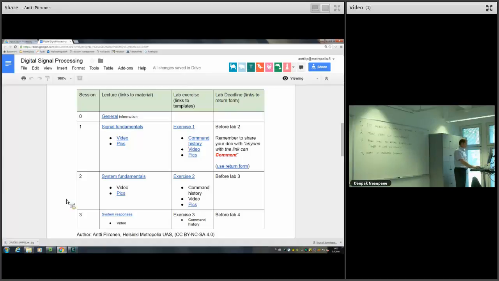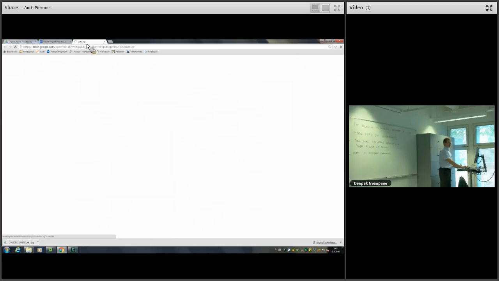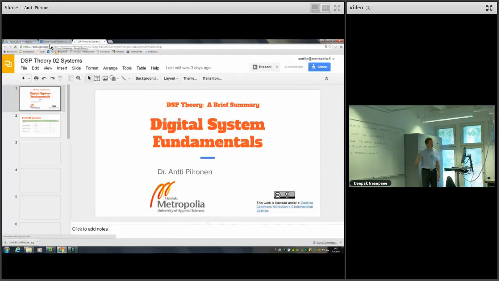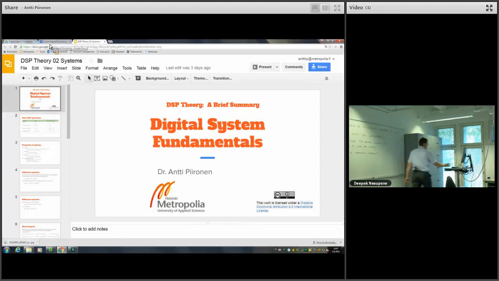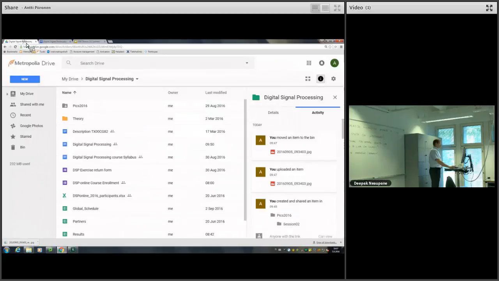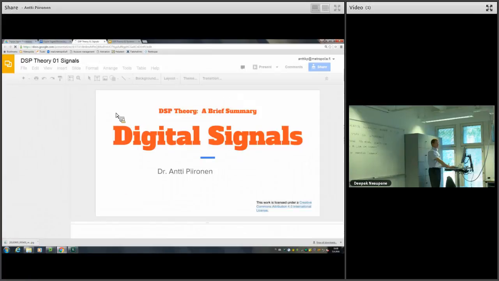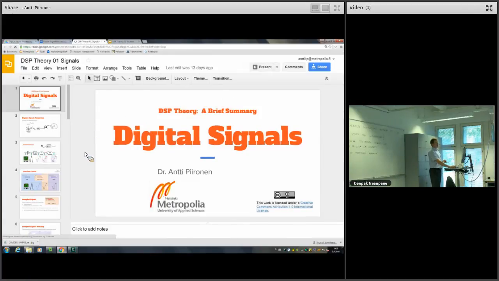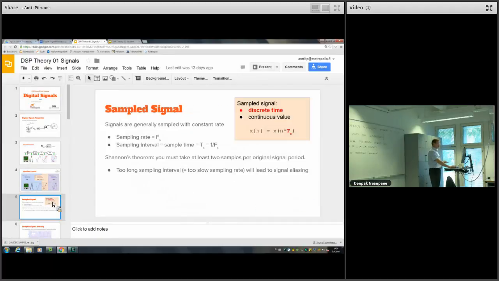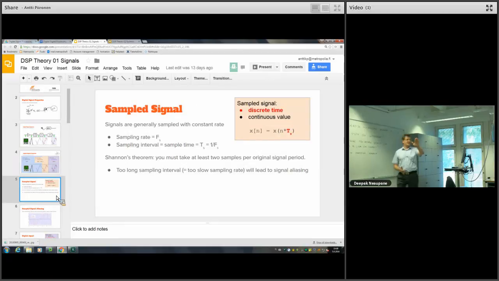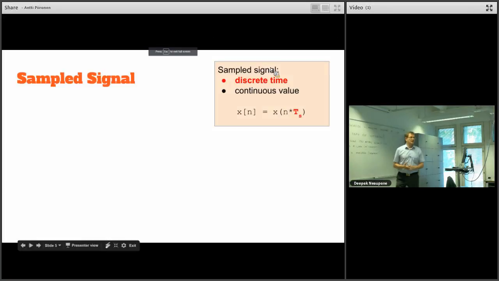Let's go further. Today's topic is signal fundamentals, but before going to that, I will show you the last time's stuff about signal fundamentals, and especially the sampling. How to do the sampling, and how you do the sampling in MATLAB. I'll take just one slide here about this sampled signal, how it goes in theory or mathematically.